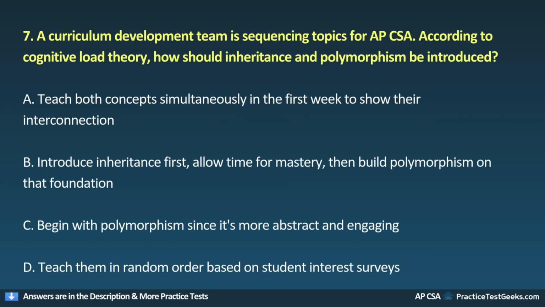7. A curriculum development team is sequencing topics for APCSA. According to cognitive load theory, how should inheritance and polymorphism be introduced? A. Teach both concepts simultaneously in the first week to show their interconnection. B. Introduce inheritance first, allow time for mastery, then build polymorphism on that foundation. C. Begin with polymorphism since it's more abstract and engaging. D. Teach them in random order based on student interest surveys.